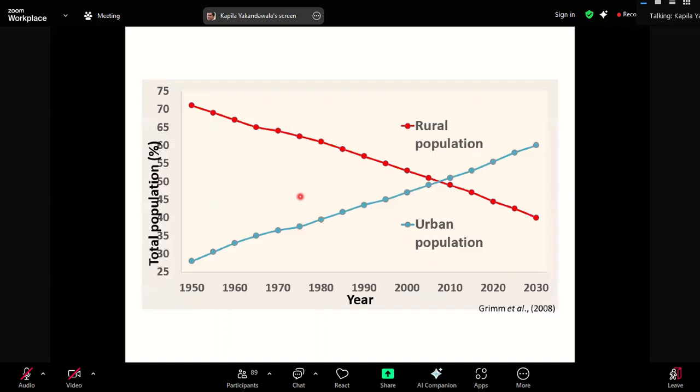So this is the equation. The rural population in 1950, 60, 70, 80 gradually decreased. This is the global scenario. The urban population gradually increased, and at a certain point, 2008, it was equal, 50-50. But now, more urban, less rural. That is the global situation.